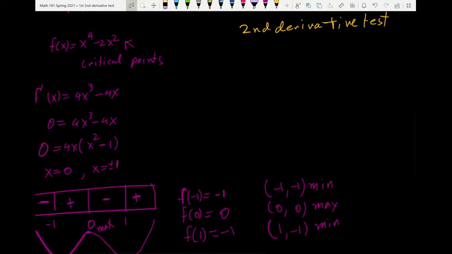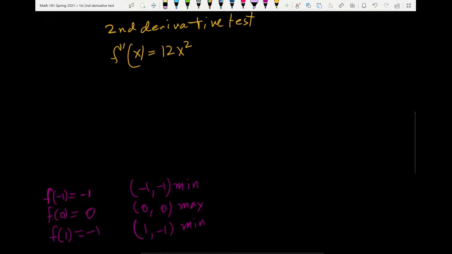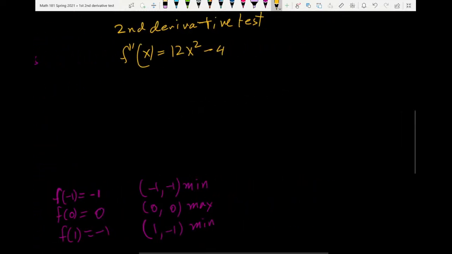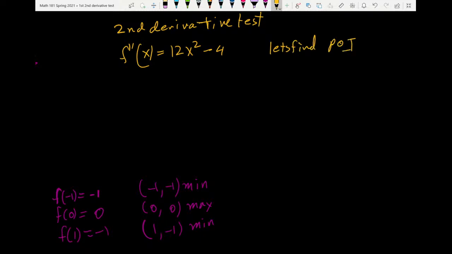Now for the second derivative, we got the first derivative. Let's look at the second derivative. In this case, it's super easy: 12x squared minus 4. All right, now let's find the points of inflection.